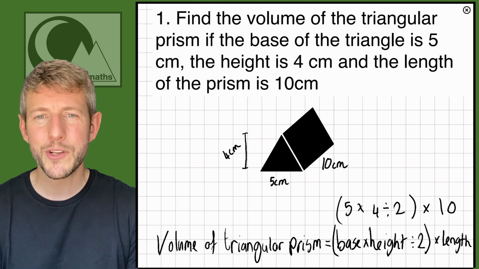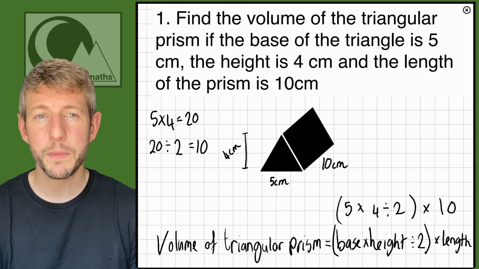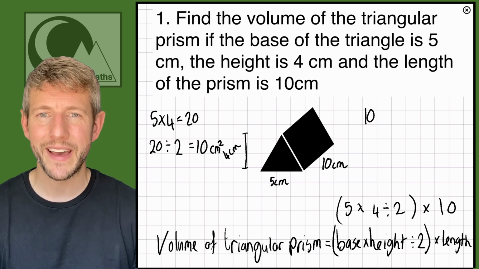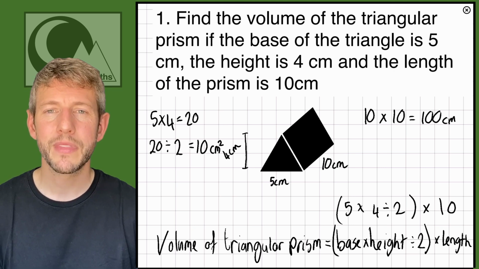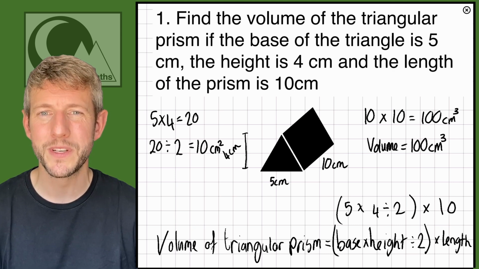Right, so let's work out the triangle bit first. 5 times 4 is 20. 20 divided by 2 is 10. Okay, and then we have 10 times 10. So 10 times 10 is 100. So the volume of this triangular prism would be 100 centimeters cubed.